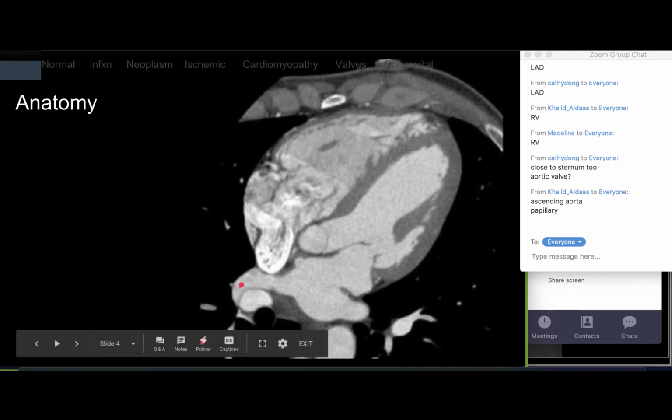Okay, and what are these vessels here that drain into the left atrium? There's 4 of them, paired, 2 on each side. Pulmonary veins, good.